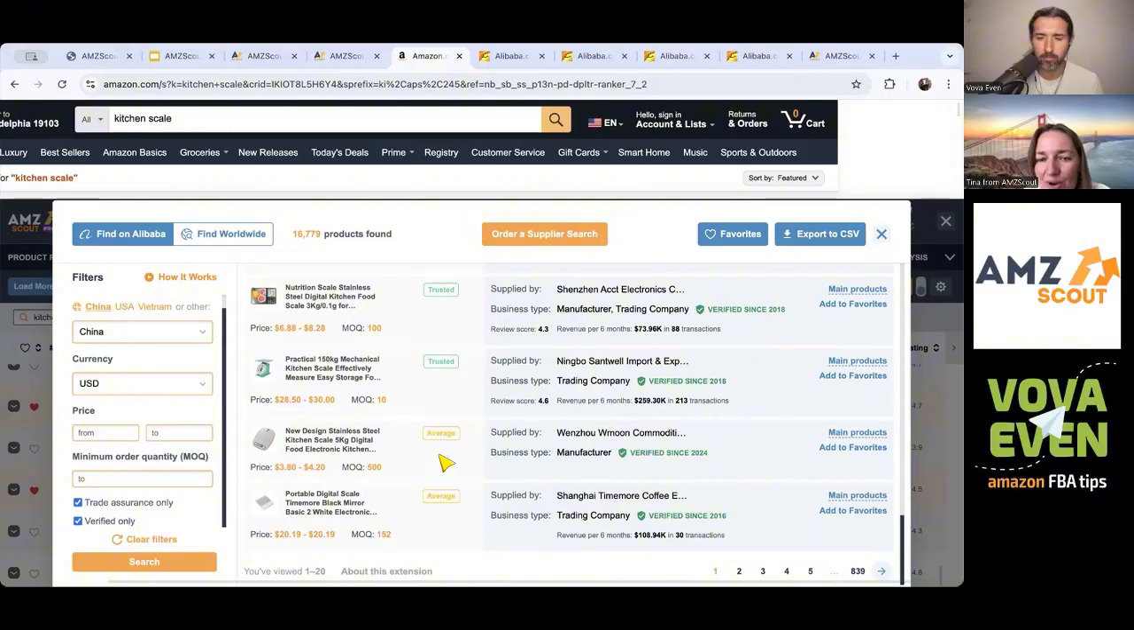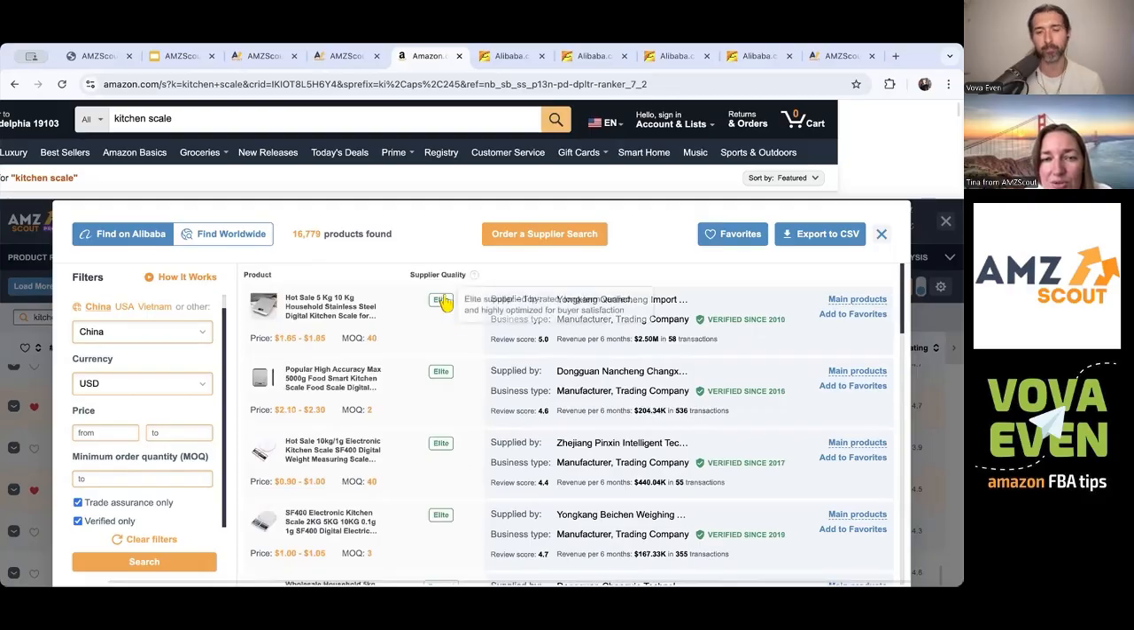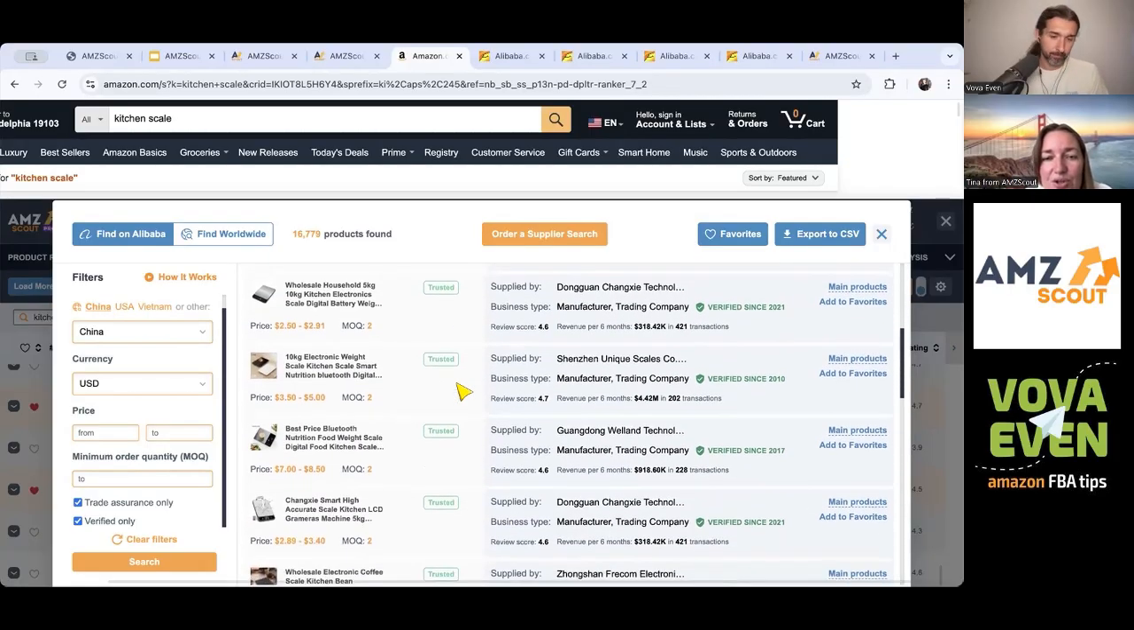You see this one, probably because it got verified just last year. No reviews, it seems. Average. Yeah, it doesn't have a review score. Yes, you're right. And it doesn't have some figures here. So that's why it's average. And for this one, probably it's because it has low MOQ or high MOQ, vice versa, and very high prices. Interesting. Yeah. So you can just look at the elite and trusted ones.